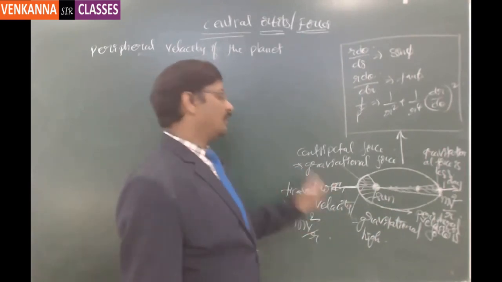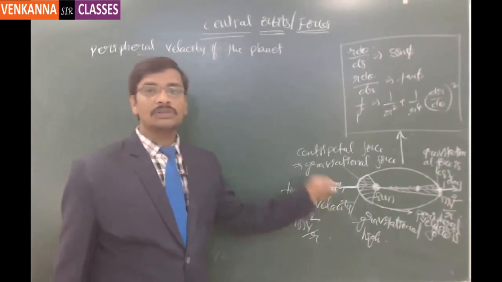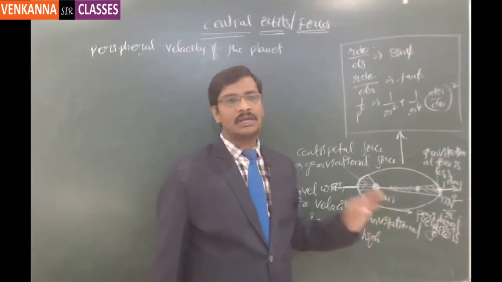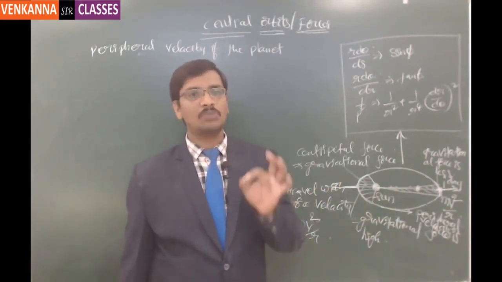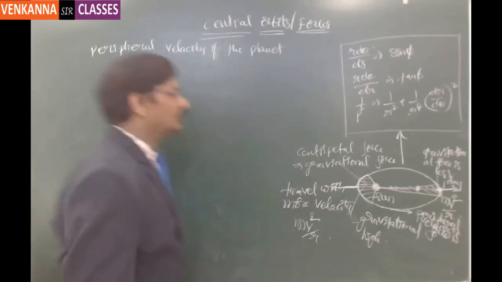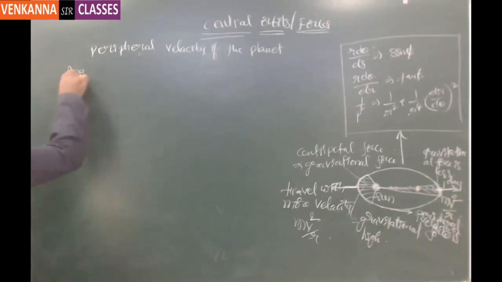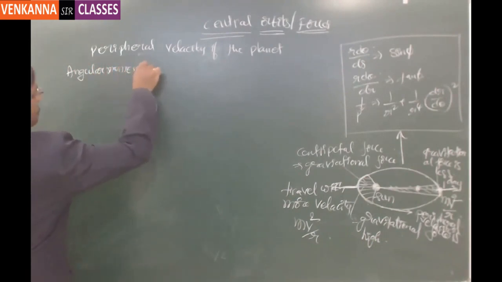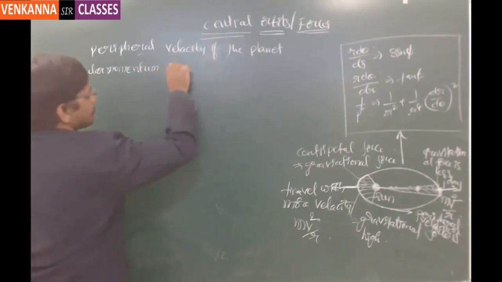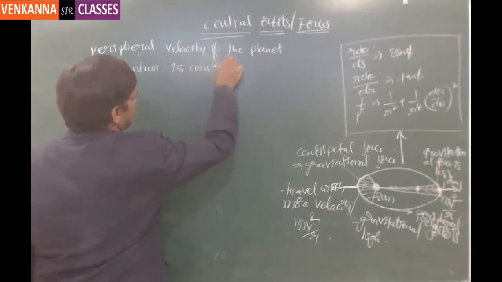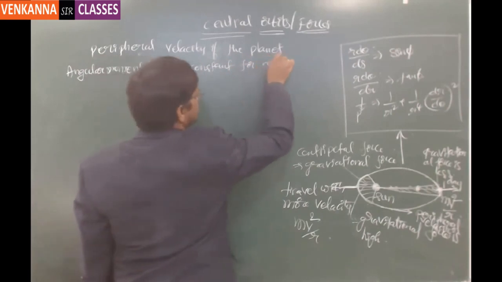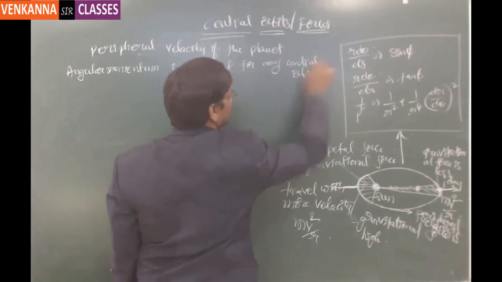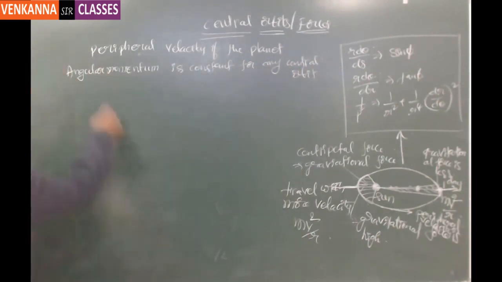Now, the fundamental condition in the entire process of this planet rotation is one single concept, that is, the angular momentum is going to be a constant. That is the fundamental rule. It is constant for any central orbit. This I already proved. So for any central orbit, right? I proved that earlier.